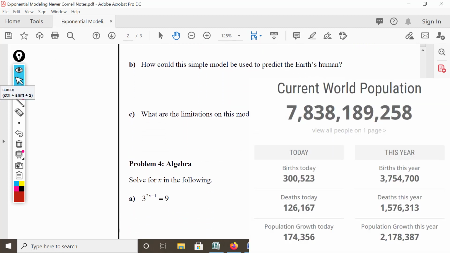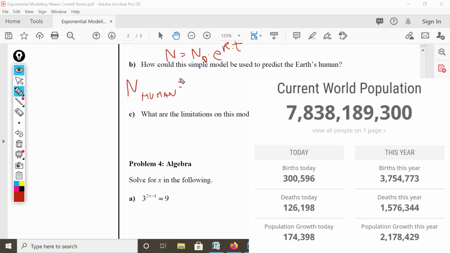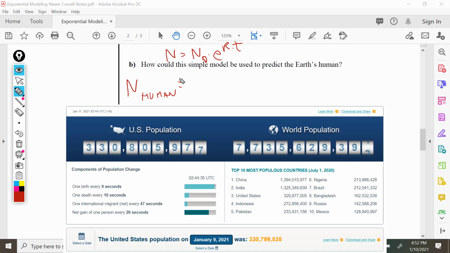How can this simple model be used to predict the Earth's human population? Well, not the basic model. This is the more advanced model that we're using right now for this problem. Population at any given time depends on the initial population, so we must pick a beginning population and a beginning year. If we make 2020, or 2021, for example, our initial population, then that's going to go in this spot right here. If we look at the world population clock, we will note that it's about 7.8 times 10 to the 9 people living on the earth right now.